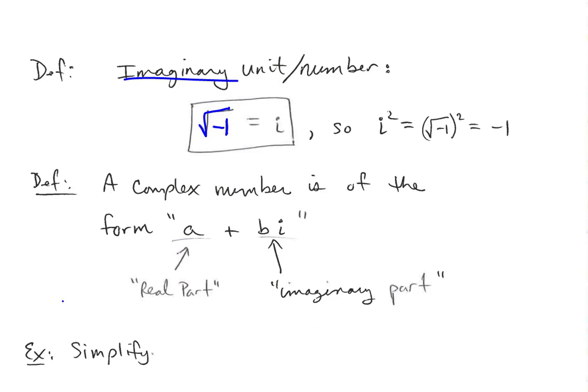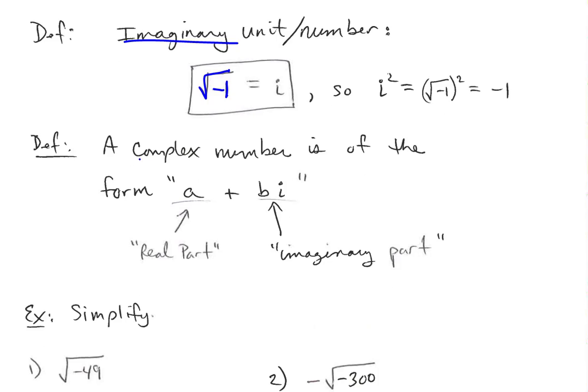Now, we're going to add another definition, which is that a complex number is of the form a plus bi, where the first term, the a, is called the real part, and the second term, the bi, remembering that i is the imaginary unit, is called the imaginary part. So every complex number actually has two parts.